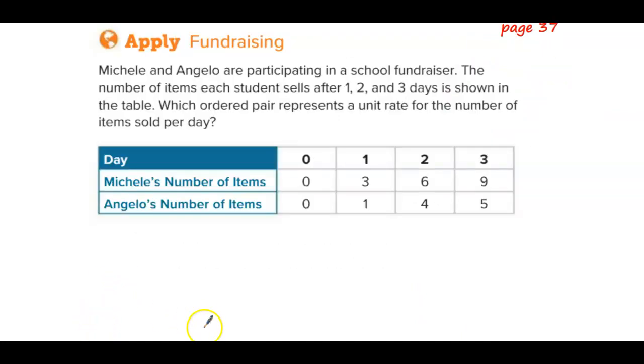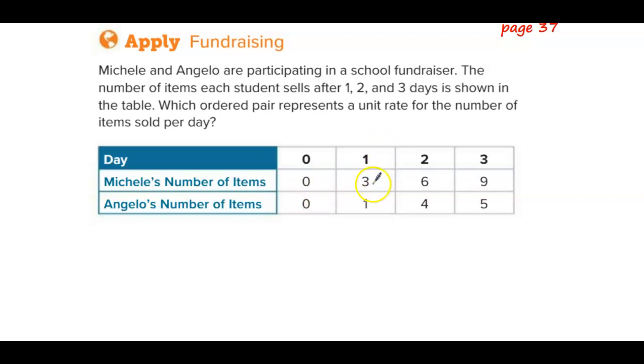And then this last thing, it's asking you to find the unit rate that's in this little table here. We have Michelle and Angelo, and they're participating in a school fundraiser. The number of items each student sells after 1, 2, and 3 days is shown in the table. Which ordered pair represents a unit rate for the number of items sold per day? Okay, so on day 0, they have sold 0 items, which means both of them have the point (0, 0). So far, they could both be proportions.